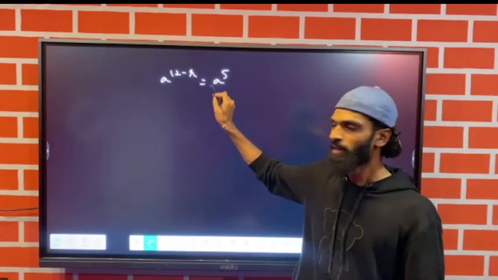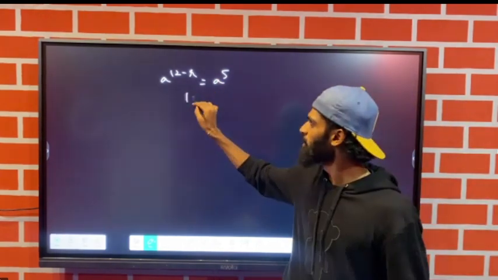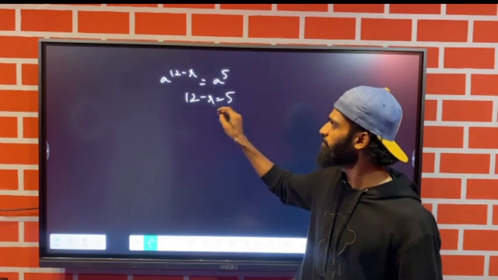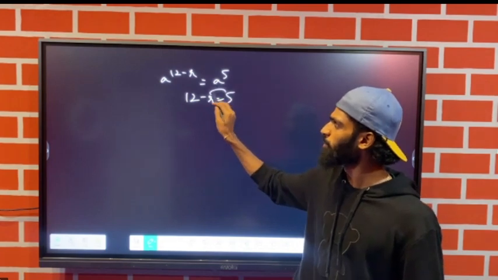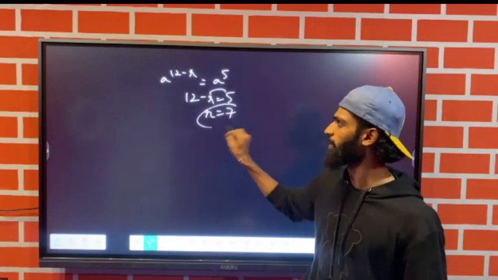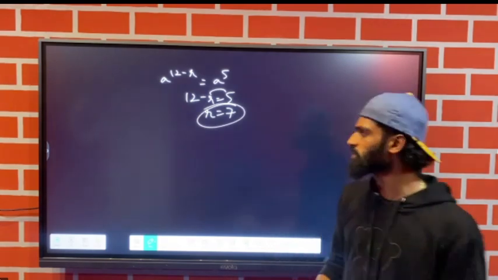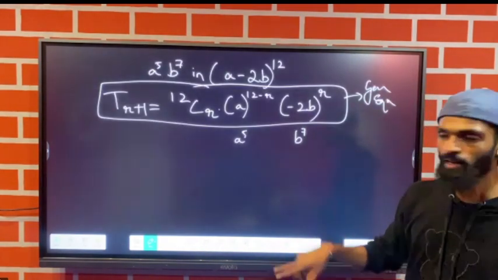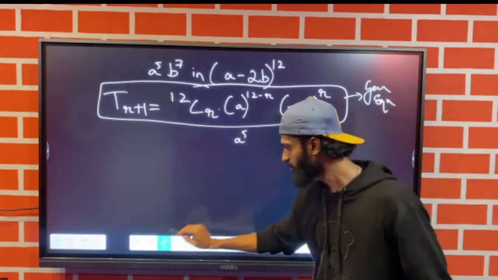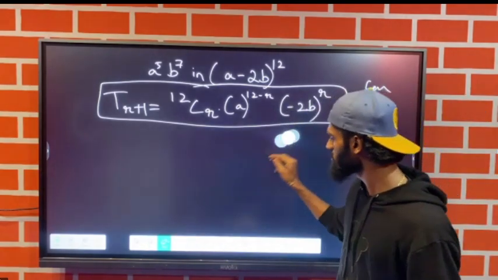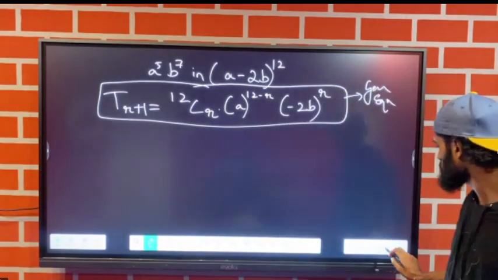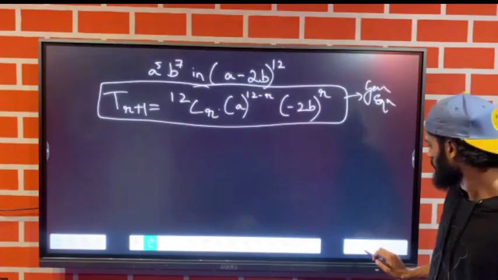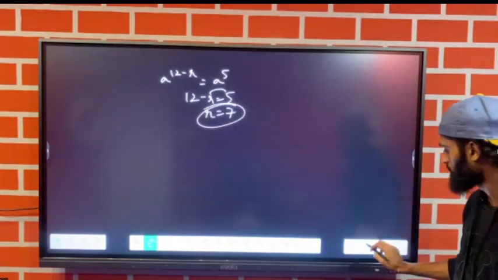So, bases are same, so we equate the powers. 12 minus R is equal to 5. So R will be equal to 12 minus 5. R will be equal to 7. Got it? R will be equal to 7. I'll take this value of R as 7. Substitute where? In the general equation. Careful. You can check for B also with the same answer. R is what? 7. Cool. It's very important for you guys to show that.